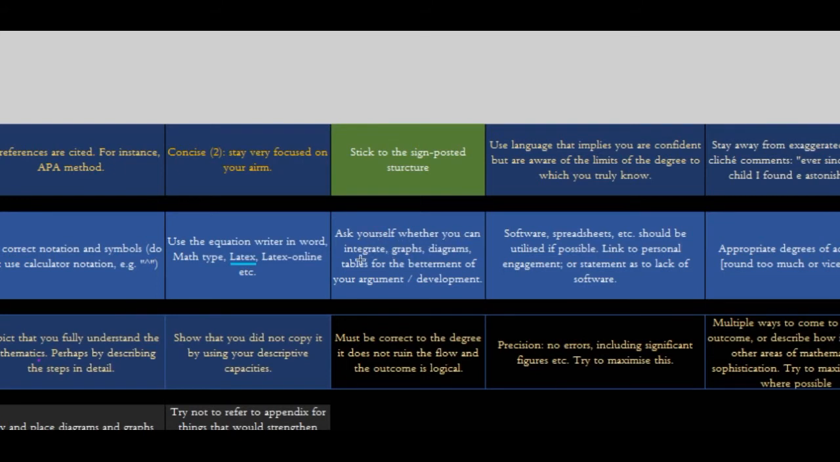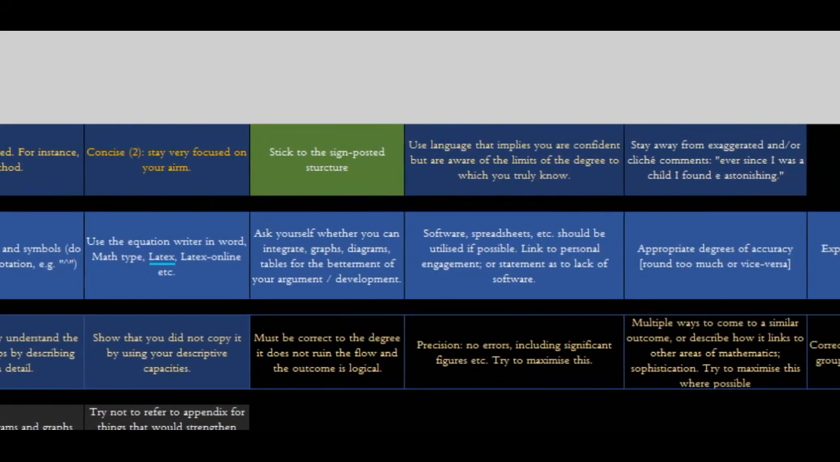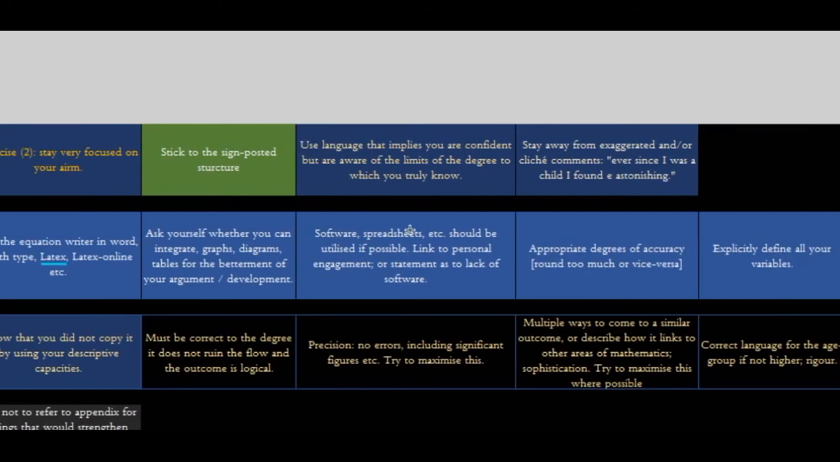Ask yourself whether you can integrate graphs, diagrams, tables for the betterment of your argument or development. This is something that is useful. So I would suggest you read through everything that you've done and ask yourself whether the reader might have an advantage if they were to see it in graph form or diagram, or to note the tables. These things are advantageous, in my opinion. Software, spreadsheets, etc. should be utilized if possible.